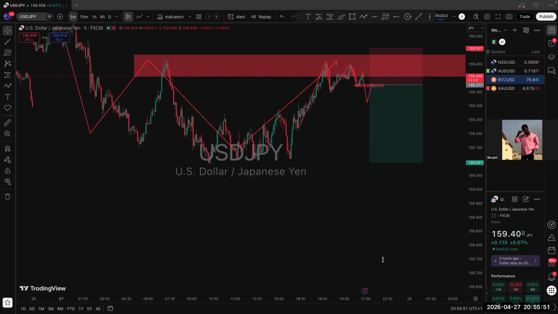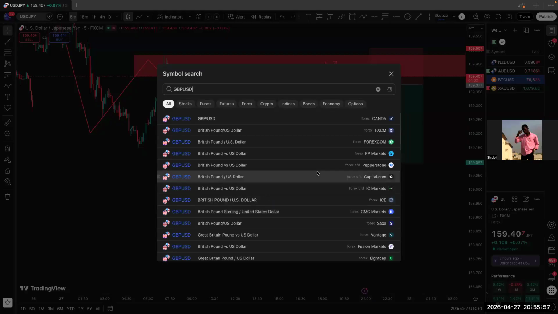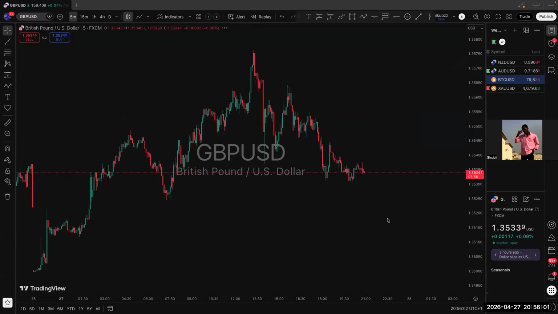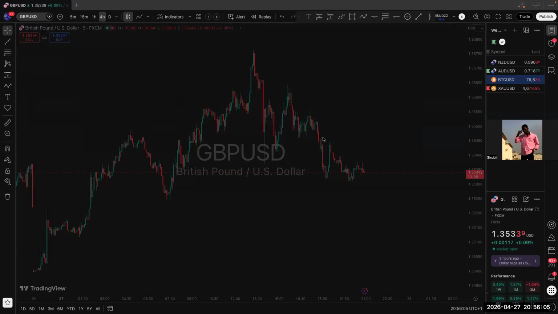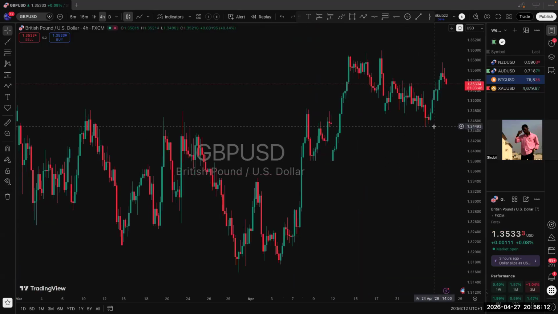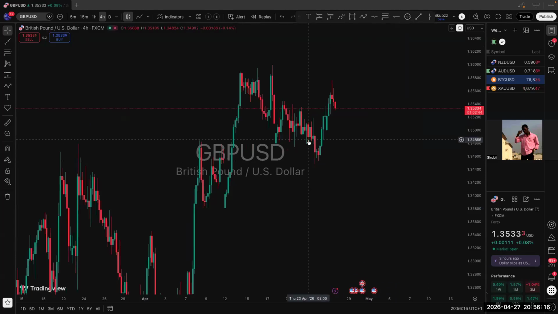Then we have GBP USD. The last one we have is GBP USD. One sec. Okay, 4 hour time frame. Let's see what we have. Okay, this is actually nice. We can work with this.